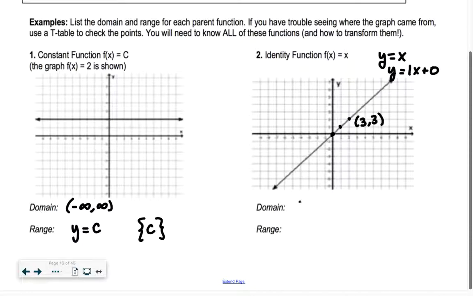So our domain for the next one is negative infinity to infinity, and its range is also negative infinity to infinity.